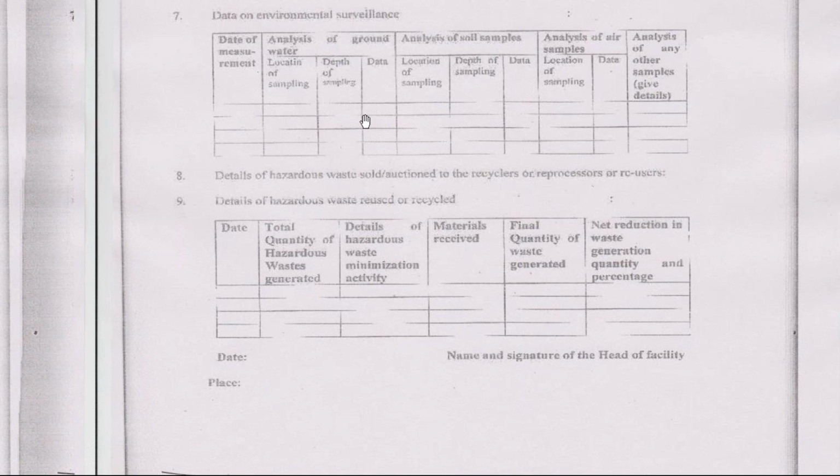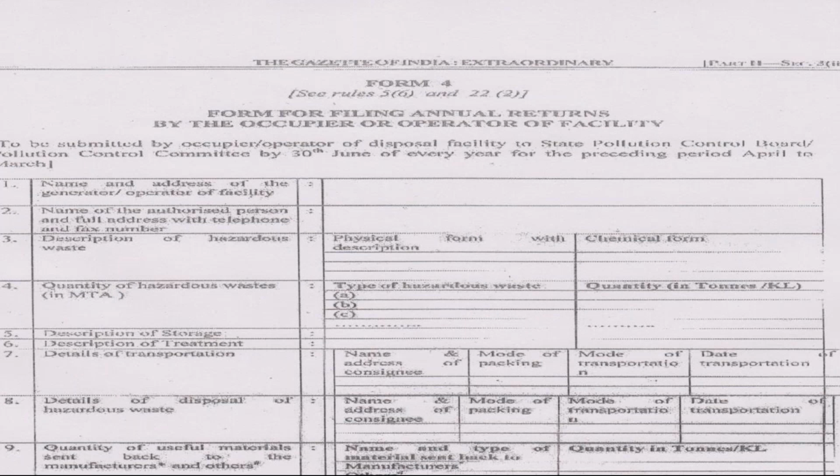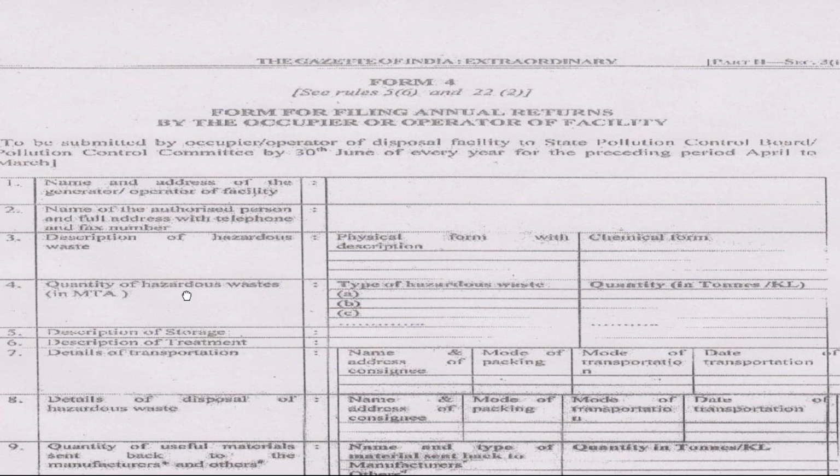So these are the details of form 3. Then this is form 4, which is with reference to rule 5 of 6 and 22 of 2, form for filing annual returns by the occupier or operator of facility. Whatever we have mentioned, before 30th June of every year, we have to submit this annual return in form 4. So these are the details of this form 4.